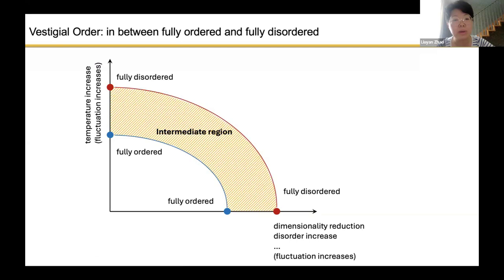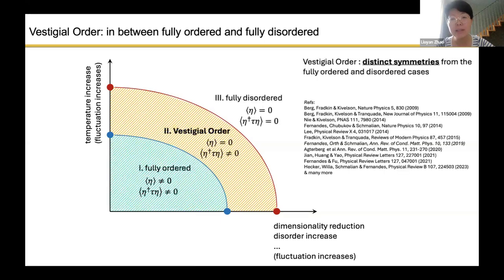So what's so special about this intermediate regime? If it's just a less interesting short-range ordered state, it may not be so surprising and exciting. But there is a special case, the so-called vestigial order, which is described by distinct symmetries as compared to the fully ordered and fully disordered states. Because we often classify phases of matter based on symmetry, if this regime actually has its own symmetry characteristics, then it is justified to say it is a unique phase of matter.